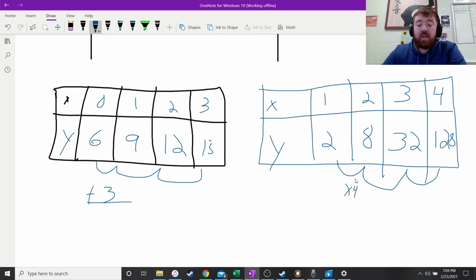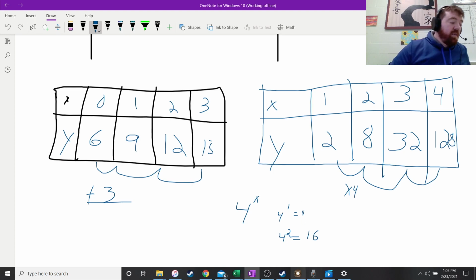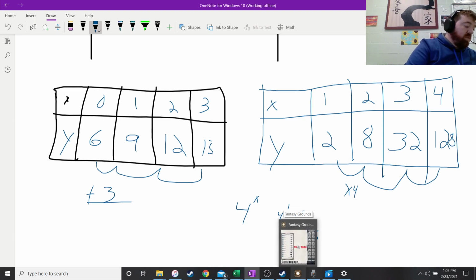However, if we were to put this, so we're multiplying by 4, if we were to do 4 to the x power, all right, so 4 to the first power should be 4. It's not going to give us 2, right? 4 to the second power is going to equal 16, not 8. So that doesn't represent an exponential growth at all as well.